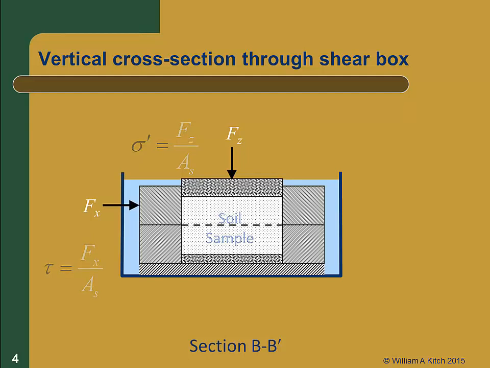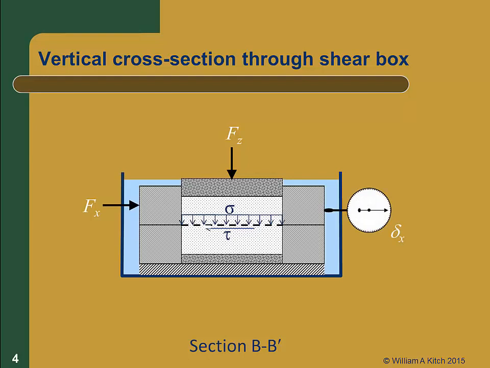Because the box is split in the middle, a shear plane will form along the dashed line shown in the figure. A normal stress sigma and a shear stress tau will be generated along this shear plane as shown. During the test, we use dial gauges to measure the horizontal displacement of the shear box, delta sub x, and the vertical displacement of the top of the specimen, delta sub z.